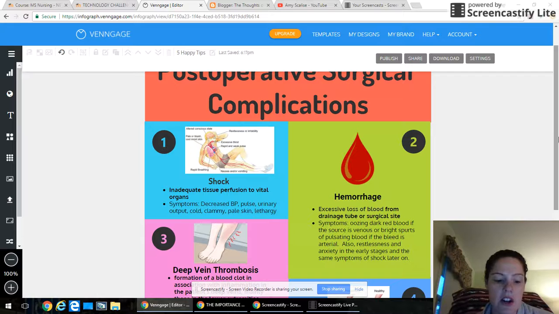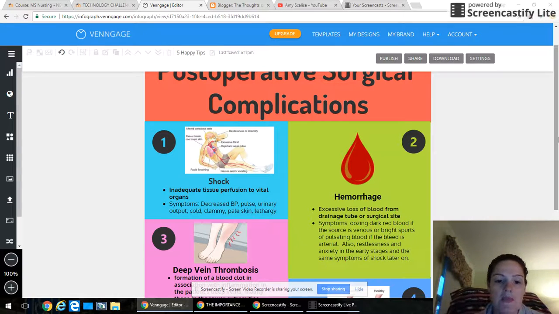This blood loss can occur internally from a blood vessel that is not sutured or cauterized, or externally from a drainage tube or wound. There are, of course, other causes of hemorrhage, but these are the 2 most common postoperatively. A serious hemorrhage can lead to hypovolemic shock, which we already discussed. Obvious signs of hemorrhage include oozing dark red blood if the source is venous, or bright spurts of pulsating blood if the bleed is arterial. Other symptoms include restlessness and anxiety in the early stages, and the same symptoms of shock later on.